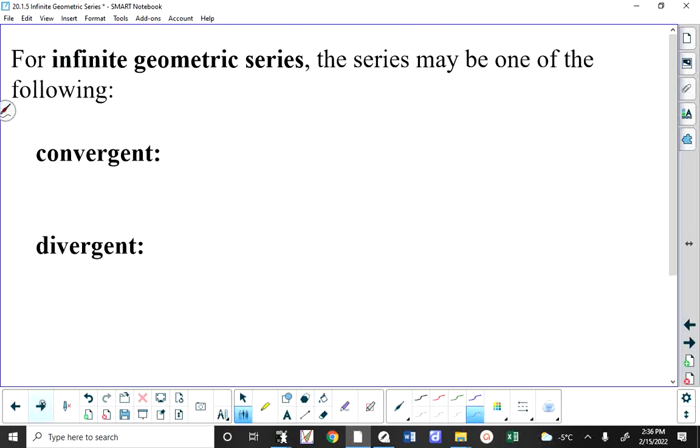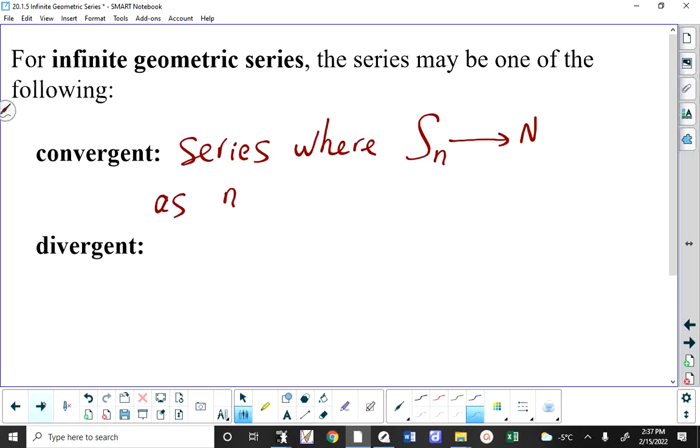All right, let's take a look now at definitions. These two series illustrate two different types of sequences. Convergent is a series where the sum approaches an actual number as n. I better not use capital N here. I'll just do this.